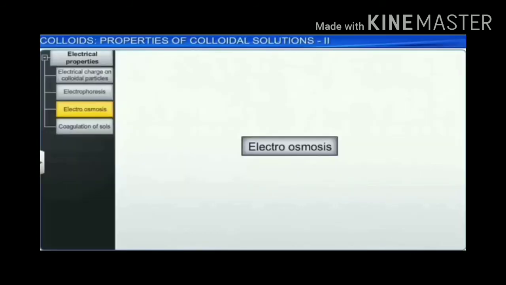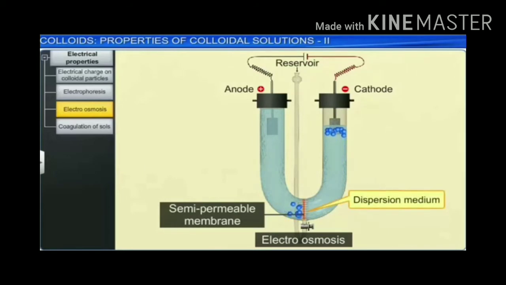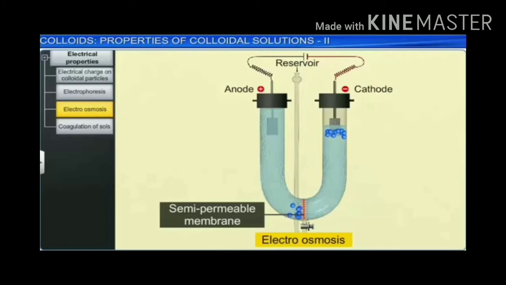Let us discuss another electrical property, electro-osmosis. If an electrical field is applied to a colloidal solution and a semi-permeable membrane is used to prevent the colloidal particles from moving, then the dispersion medium moves in a direction opposite to the direction in which the colloidal particles would have otherwise moved. This phenomenon is called electro-osmosis.